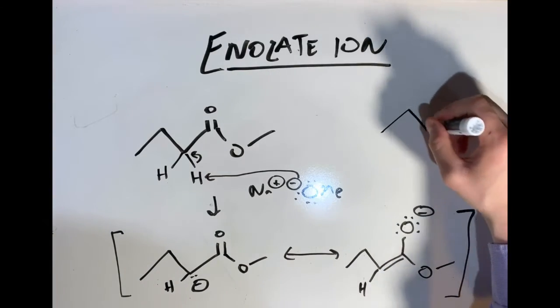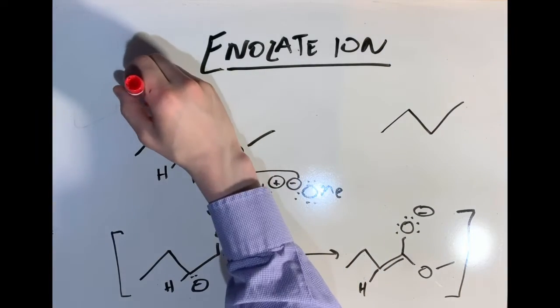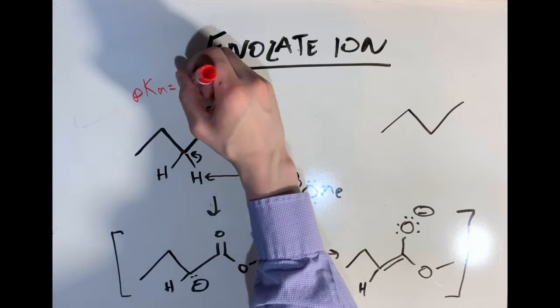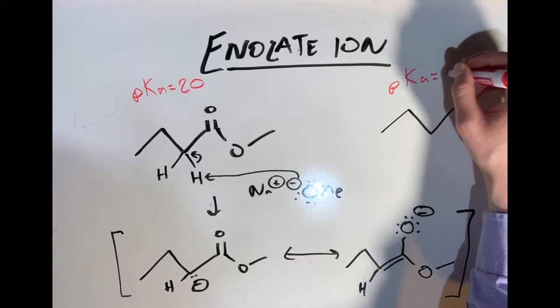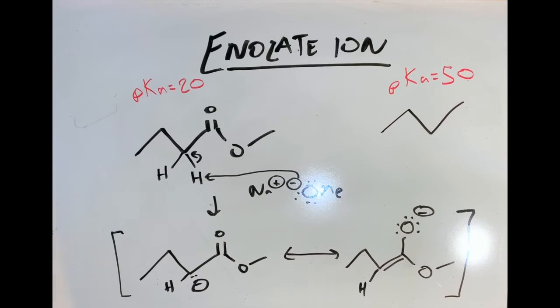An acid's strength can be characterized by the stability of its conjugate base. This is why methylbutanoate has a pKa of 20, but butane, which forms no resonance structures, has a pKa of 50. Recall that the pKa is a measurement of a chemical's acidity. Chemicals with a lower pKa are more likely to donate protons.